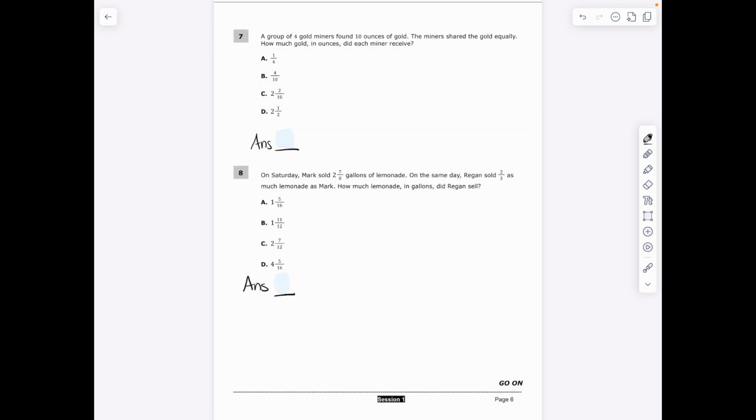Let's look at 7 and 8. So the answers for 7 and 8 are D and B. Check off and see how you did on these two on 7 and 8. Keep moving if you have them. Stay right here if you didn't.